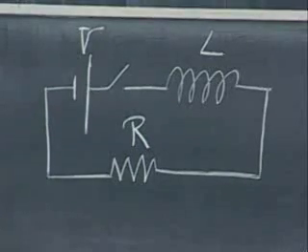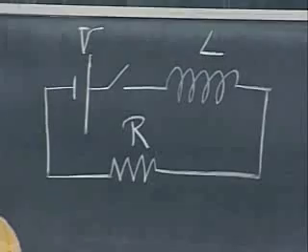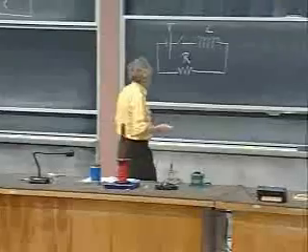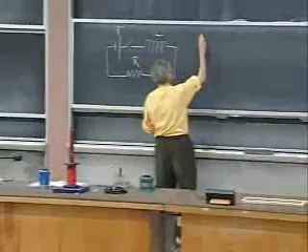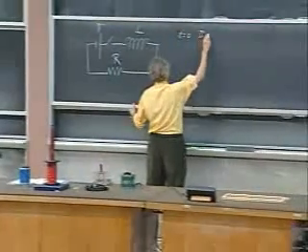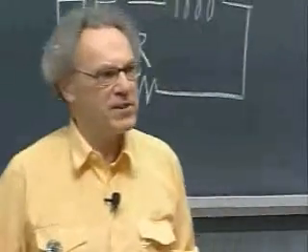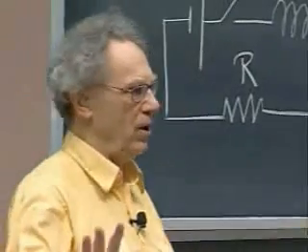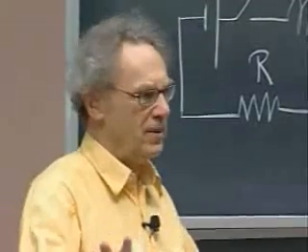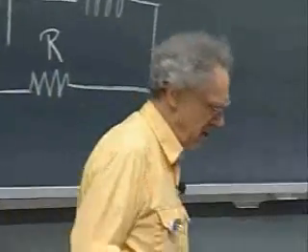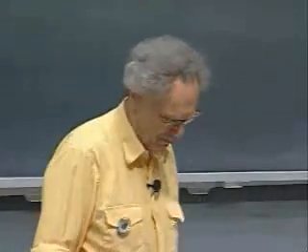And I close this switch when there is no current running. In other words, at time t equals 0, when I close the switch, there is no current. When I close this switch, the current wants to increase, but the self-inductance says, take it easy, Lenz's law, I don't like the change of such a current, so the self-inductance is fighting the current that wants to go through it.